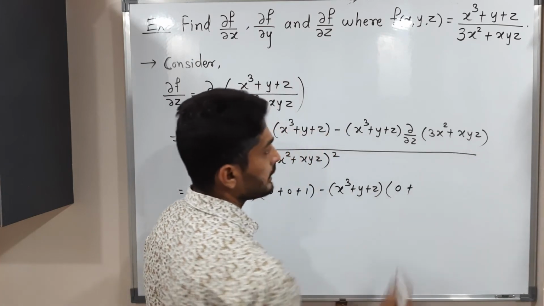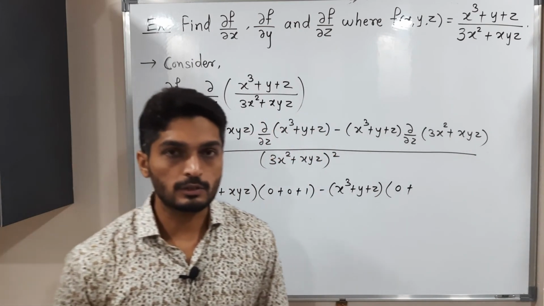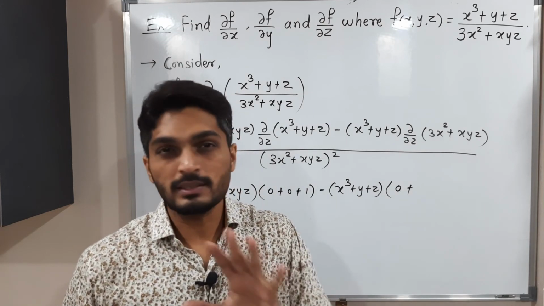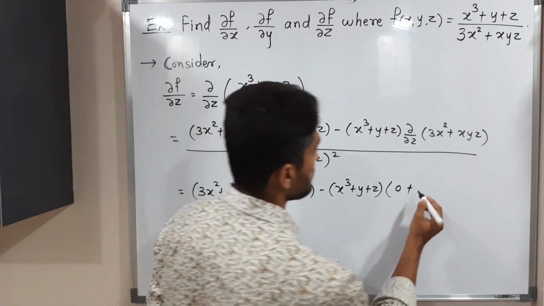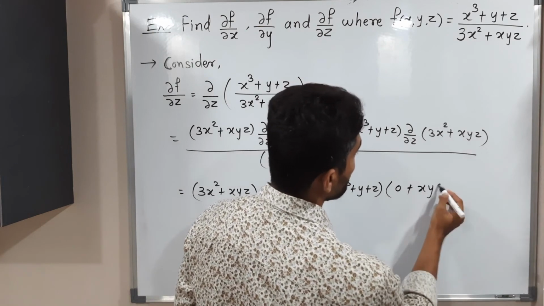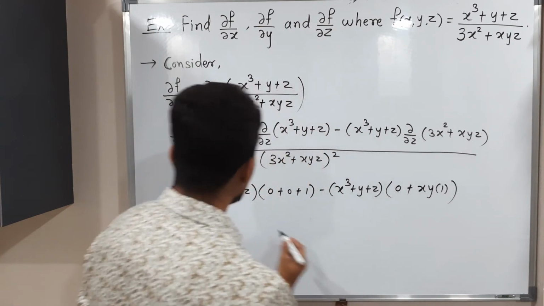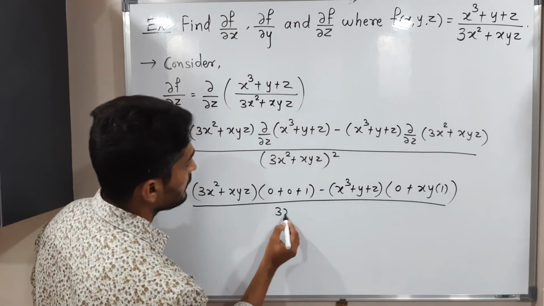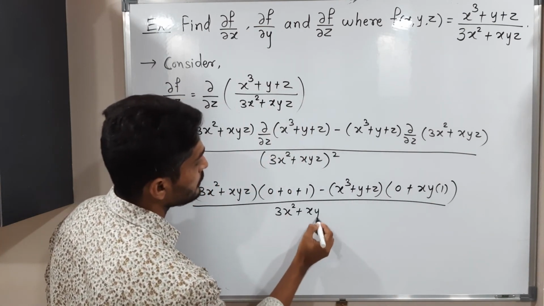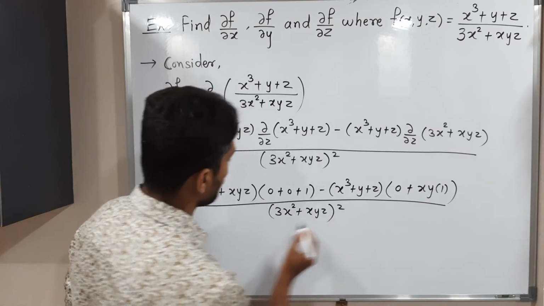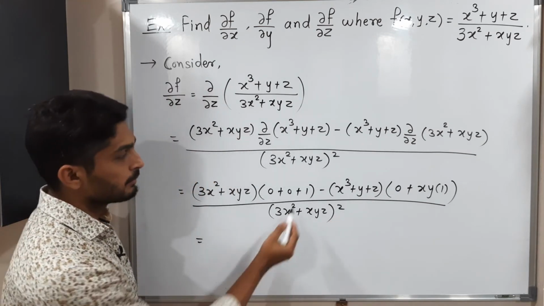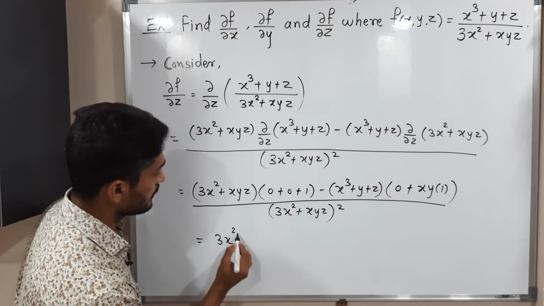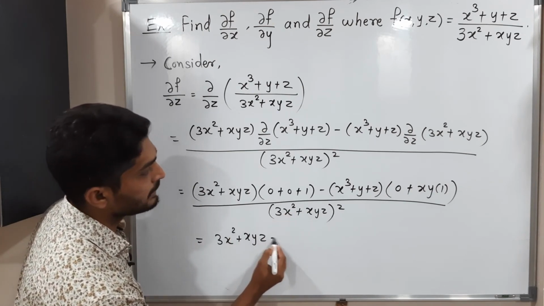Here there is a product, but x and y are constant. So what did I tell you? We have to focus only on z. Don't consider x and y since these are constants. So the derivative of z is 1 into 1, whole divided by (3x square plus xyz) bracket square. See, let us simplify. If you multiply it by 1, we will have the same bracket 3x square plus xyz.